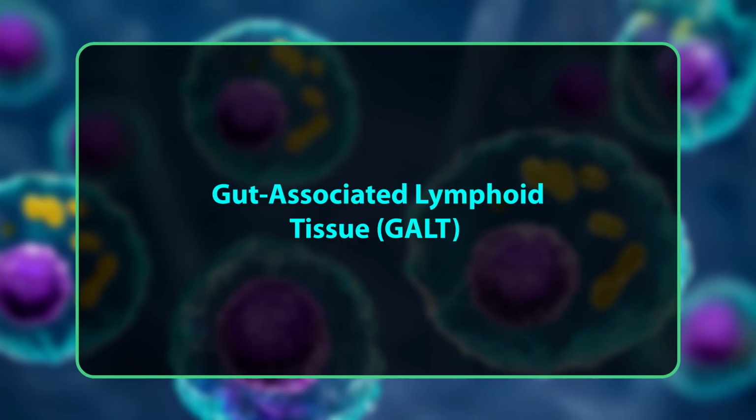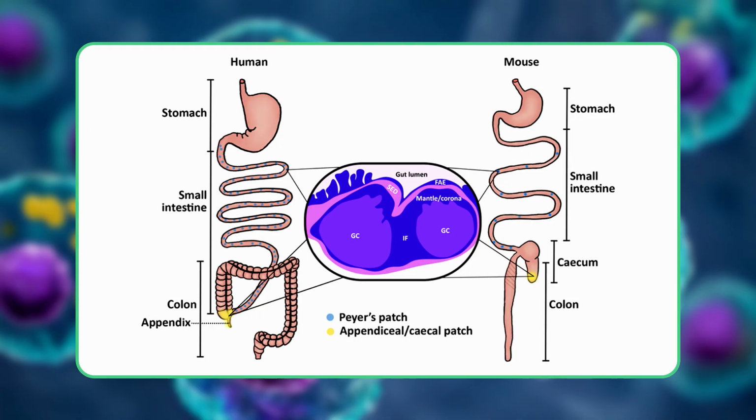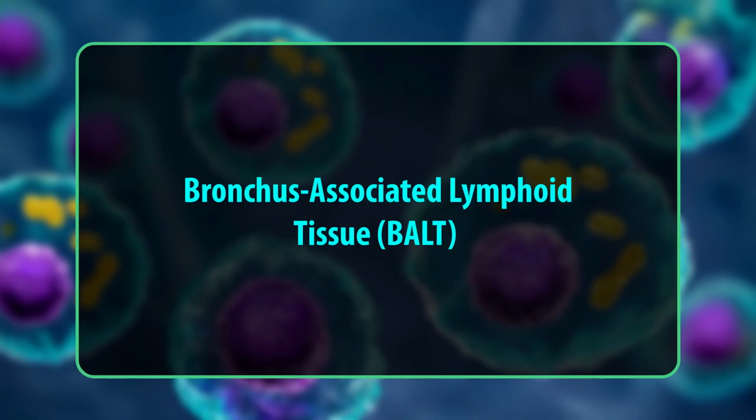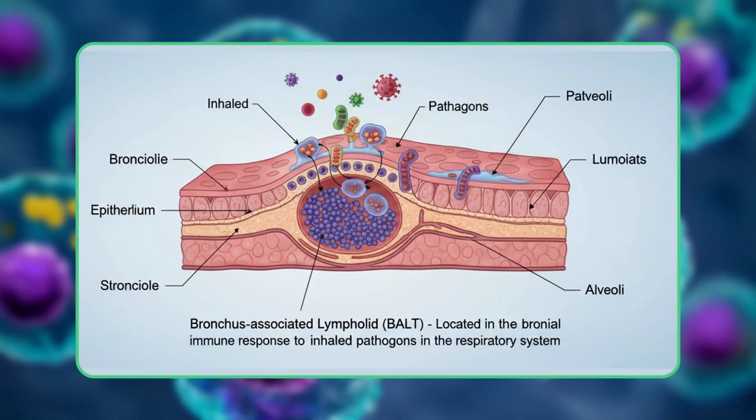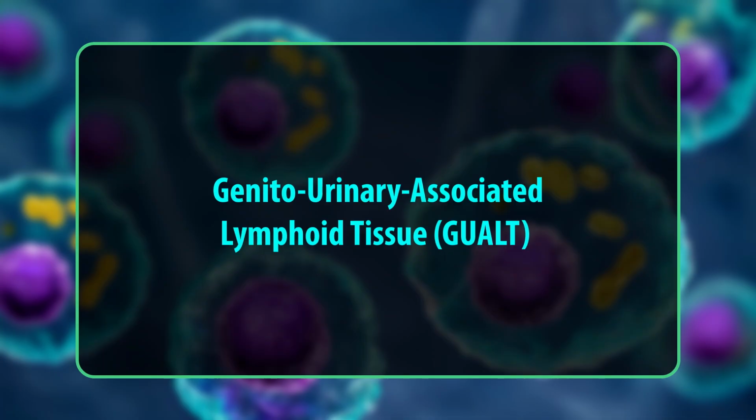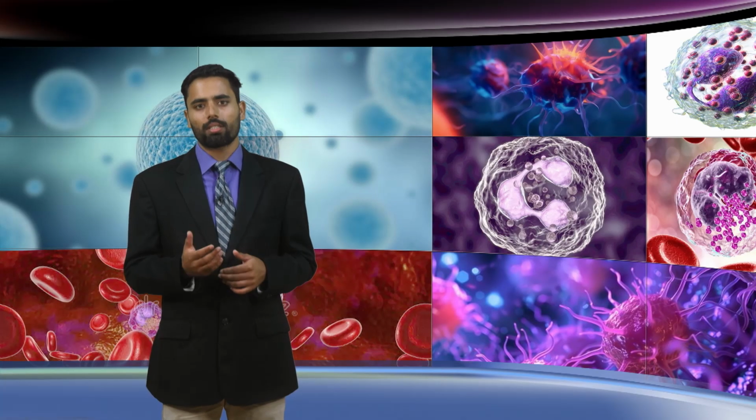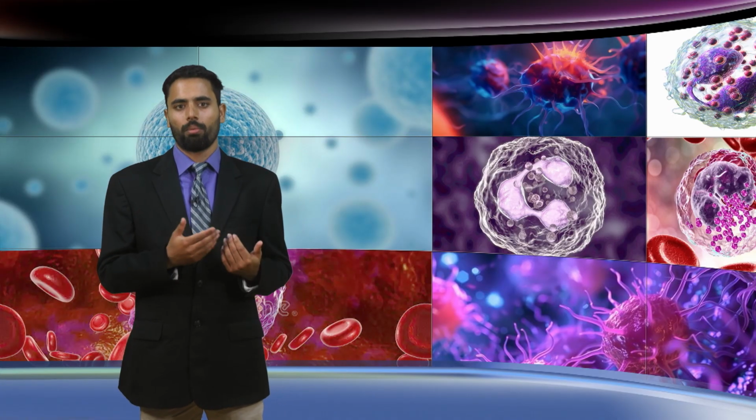Second, gut associated lymphoid tissue, that is GALT, which includes the tonsils, adenoids and appendix and specialized structures called Peyer's patches in the small intestines. They collect antigen from the epithelial surface of the gastrointestinal tract. Number 3, bronchus associated lymphoid tissue, that is BALT, located in the bronchial and lung tissue. BALT is involved in the immune response to inhaled pathogens in the respiratory system, only present in childhood. Genitourinary associated lymphoid tissue, that is GUALT. This tissue protects the urinary and reproductive tracts from infection.